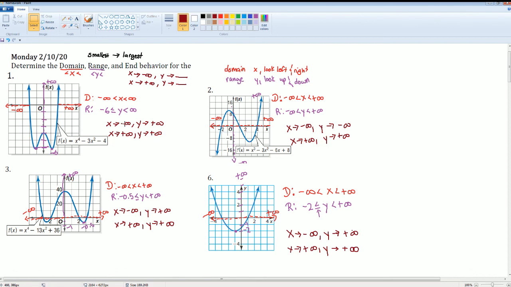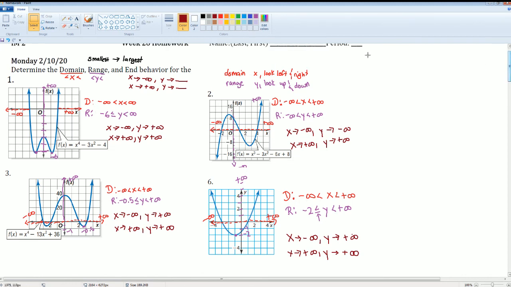The range is a little bit different, but you know how to do the range. You look up and down. And end behavior, you should already know how to do it. But again, see me if you need help. Okay? So there you go. Those are all your Monday's solutions.